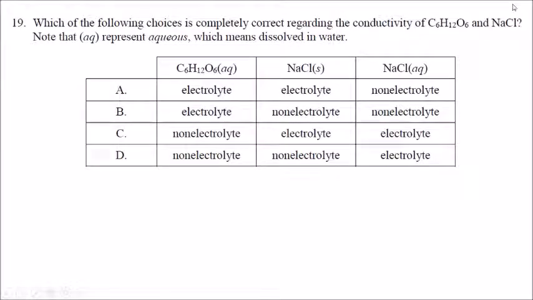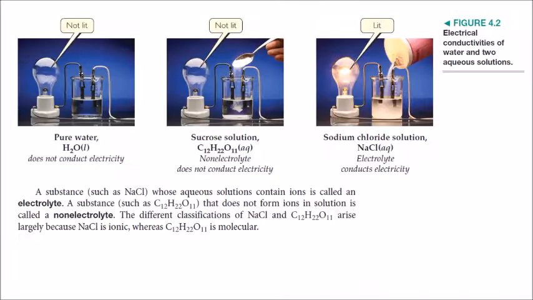Number 19 is talking about these substances, C6H12O6, which is a form of sugar, this is glucose, and sodium chloride. Are they conductors of electricity in various forms? Well, we remember from a demonstration I did that when you dissolve sugar, whether that's glucose or sucrose in water, it doesn't matter, the covalent sugar molecules do not form ions. So it is a non-electrolyte. It does not conduct electricity because there are no ions in solution. When sodium chloride is dissolved in water, it does conduct electricity because there are ions.